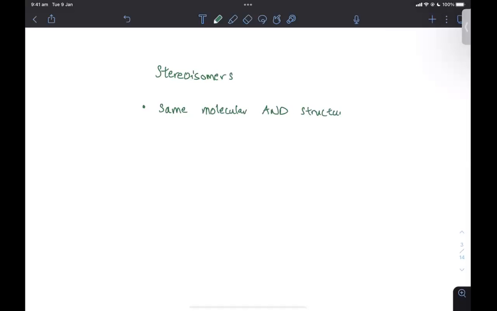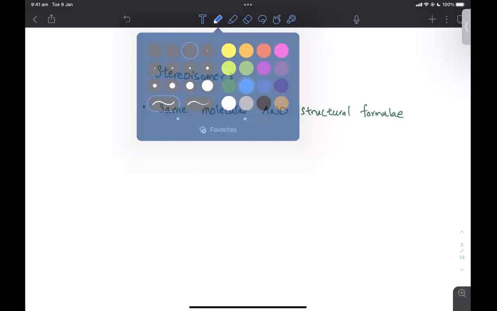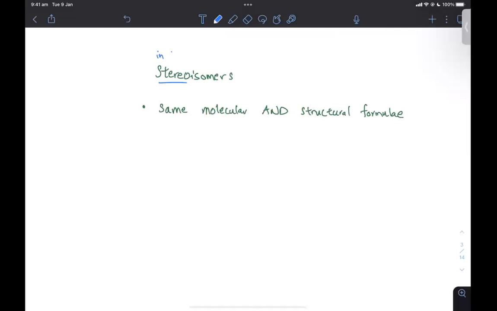So that's why you don't call them structural isomers. You call them stereoisomers because there is something which is different about them. And stereo there means in 3 dimensions, in space. So how they are arranged in space, okay? They have different arrangement of atoms or groups in space.